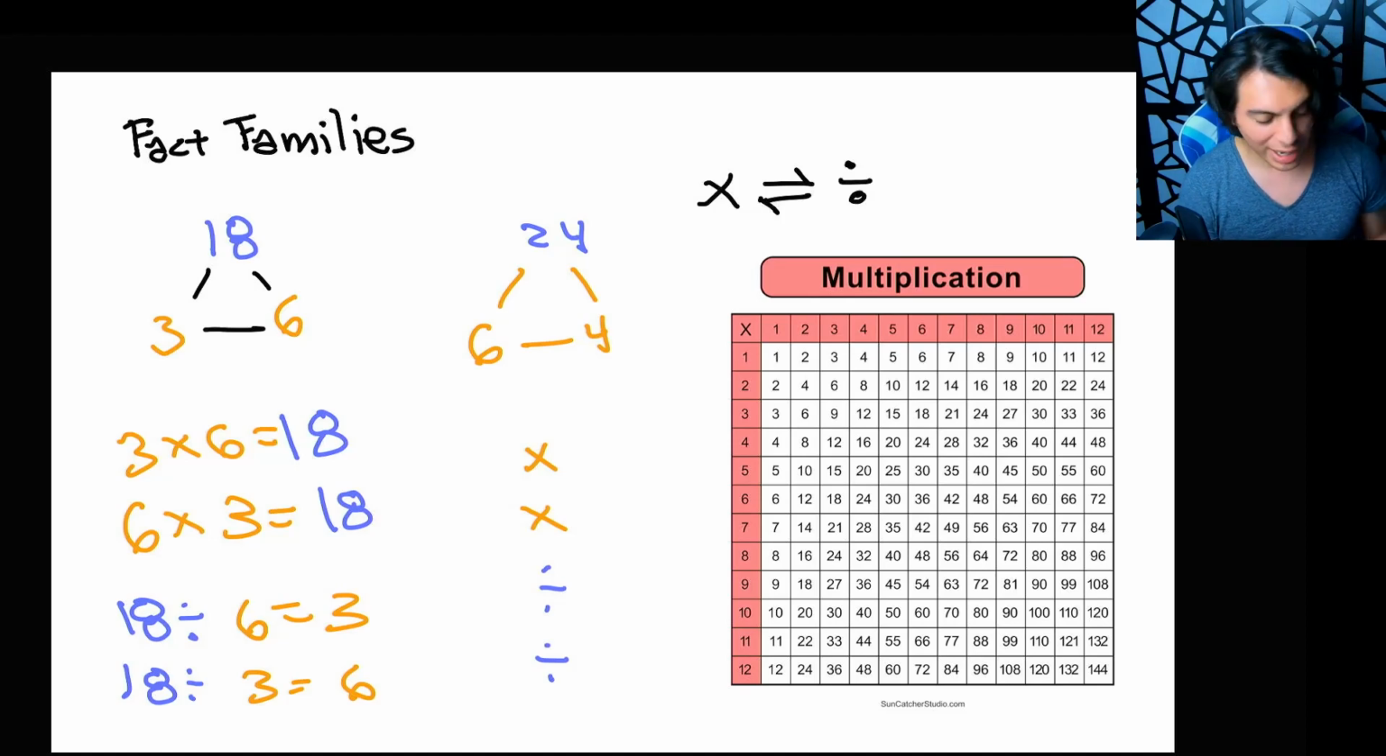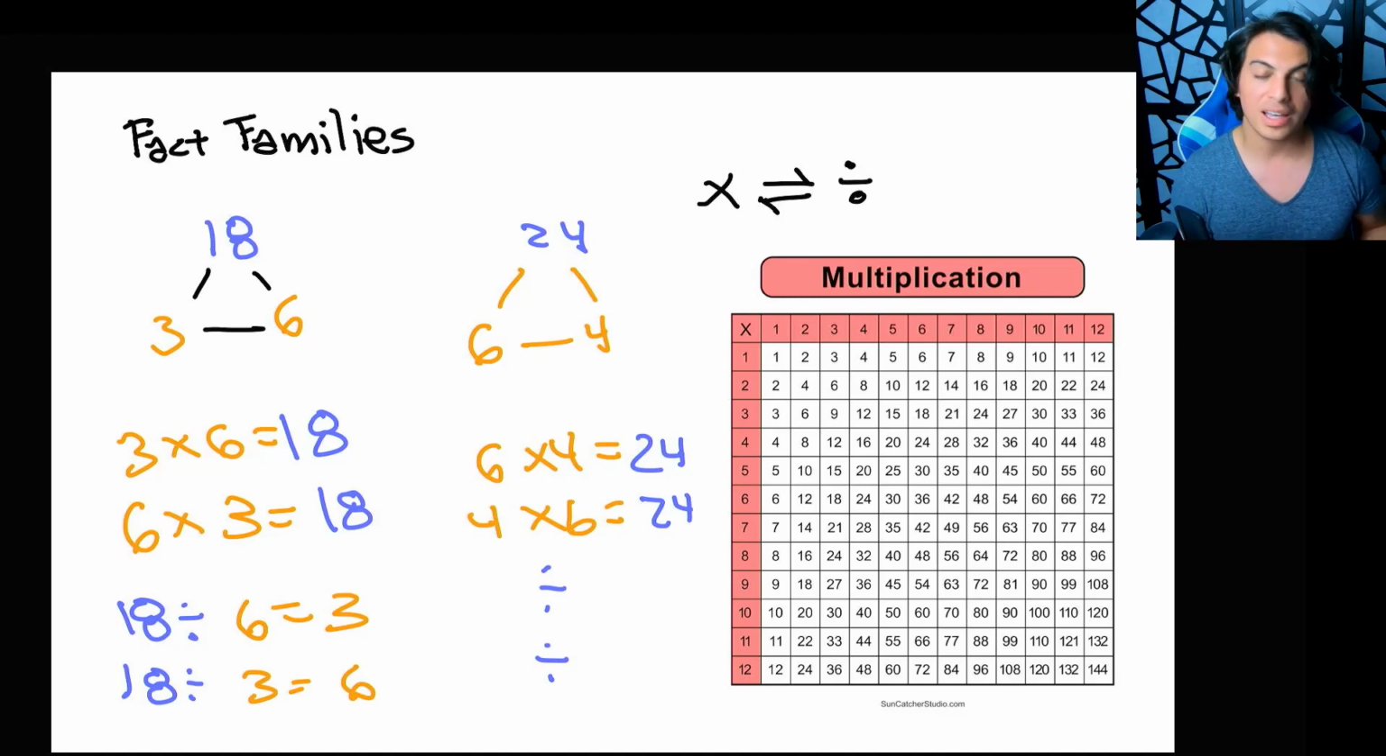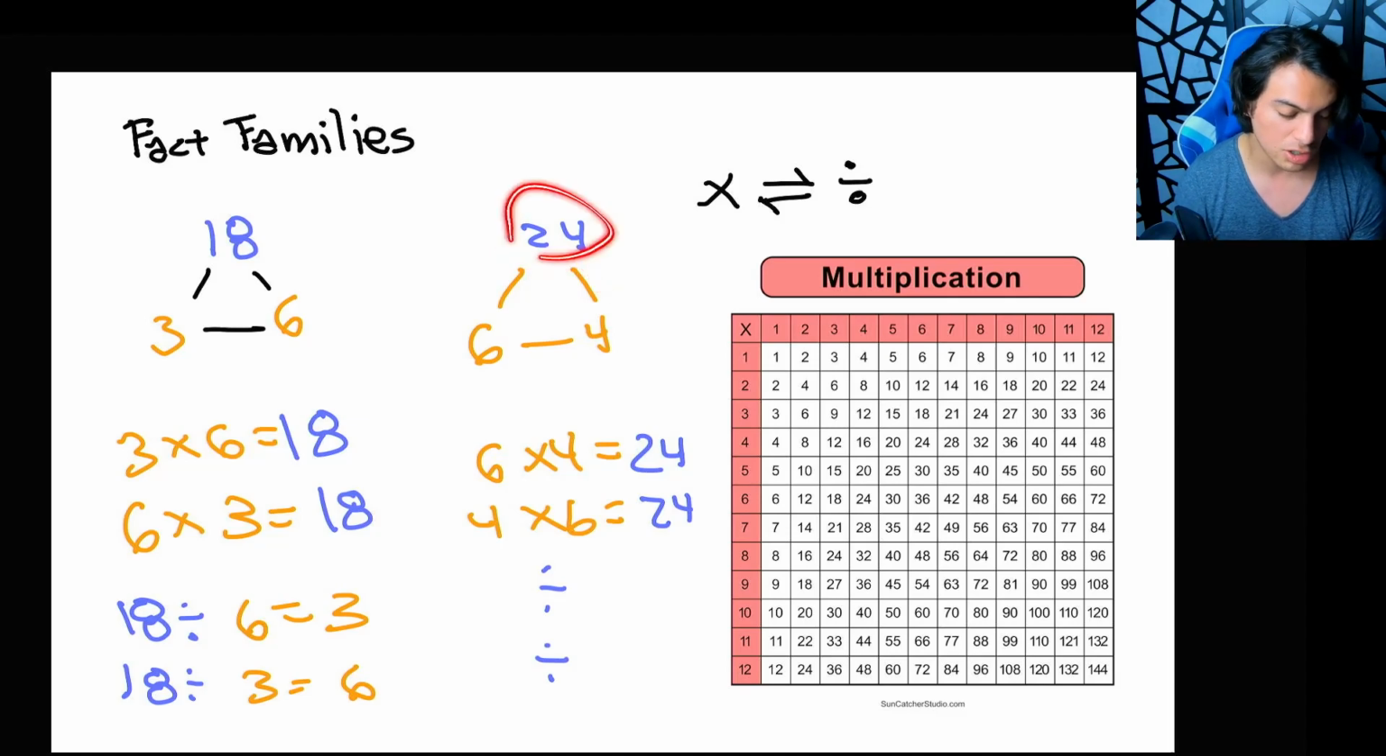Did you pause it? Great! Okay, let's try. 6 times 4 gives me 24. I can also go the other way. 4 times 6 also gives me 24. 24 is the multiple. And then because division is the opposite, I can just start at the top and do the exact same thing, going the opposite direction, starting with my total or the multiple.